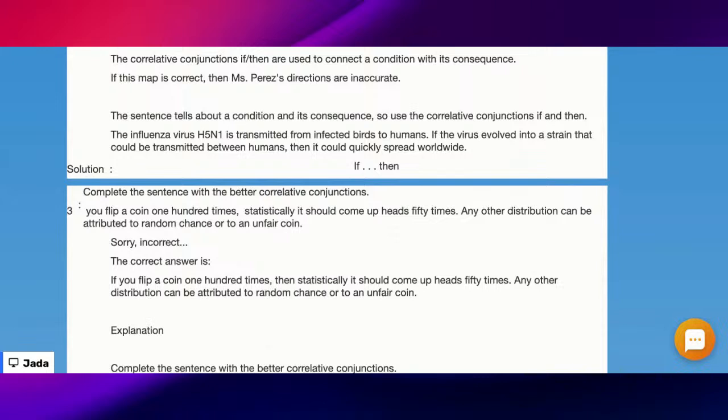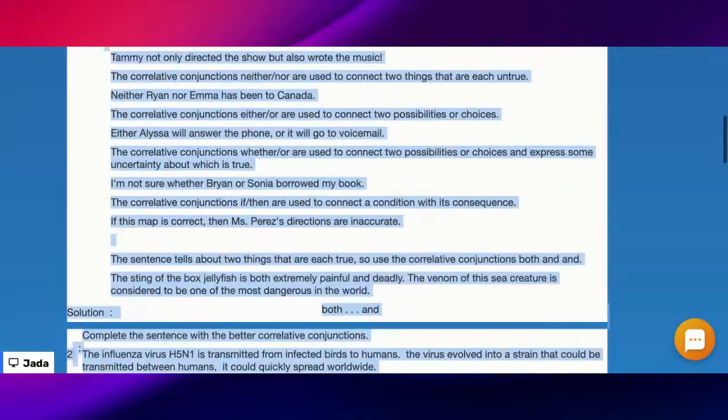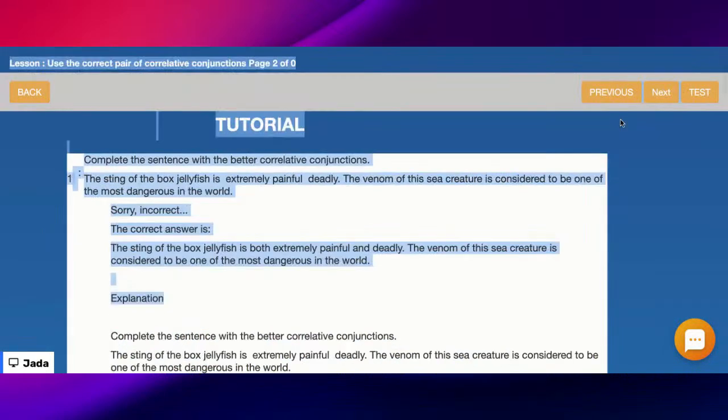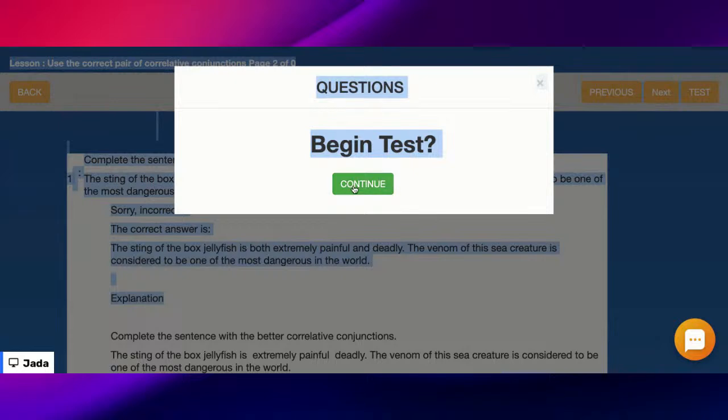So this is if-then, the condition and its consequences. If you do this, you get this. If you flip a coin 100 times, then statistically it should come up heads 50 times. Any other distribution can be attributed to random chance or to an unfair coin. All right, so that's it for the correlative conjunction. We will move on to the test.